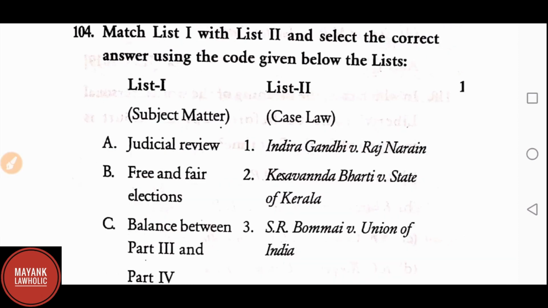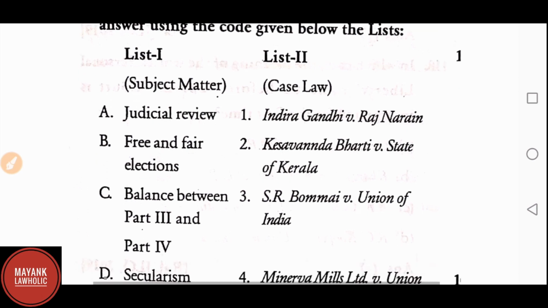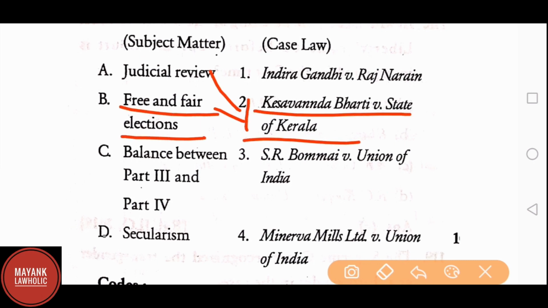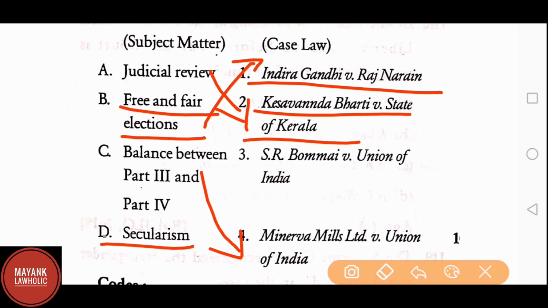Next question. Match list 1 with list 2 and select the correct answers using the codes given below. Subject matter and the case laws. Judicial review was held in Keshwananda Bharti versus State of Kerala. Free and fair elections was held in Indira Gandhi versus Rajnarayan 1970. Balance between Part 3 and Part 4 was held in Minerva Mills versus Union of India, and secularism was held in S.R. Bommai versus Union of India.